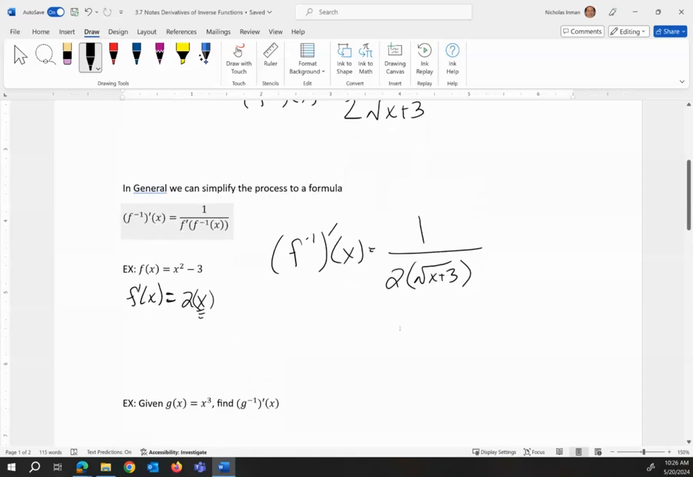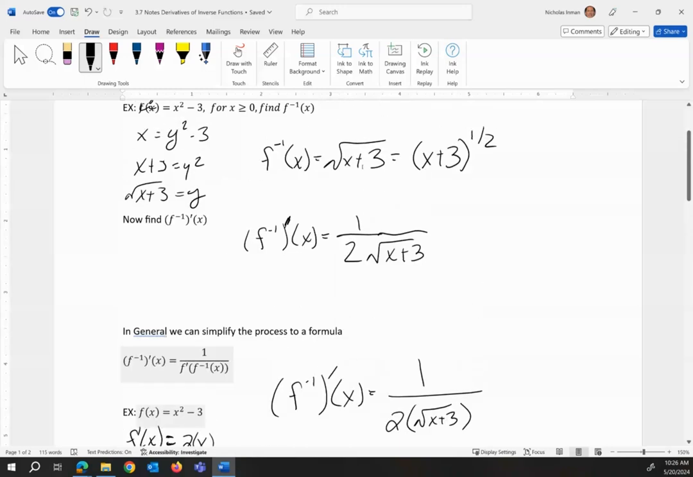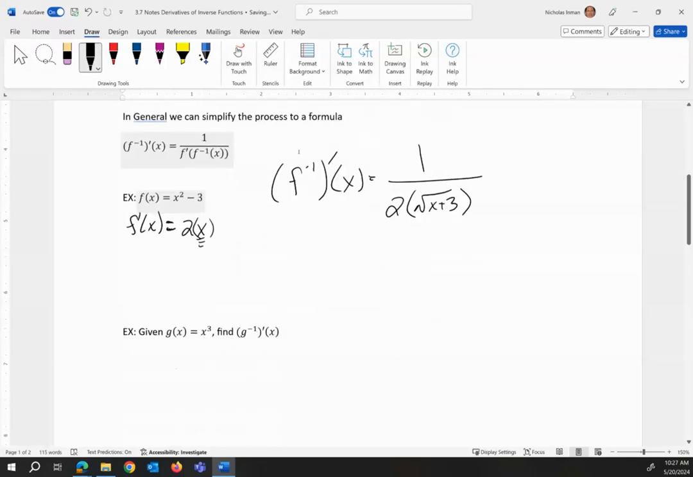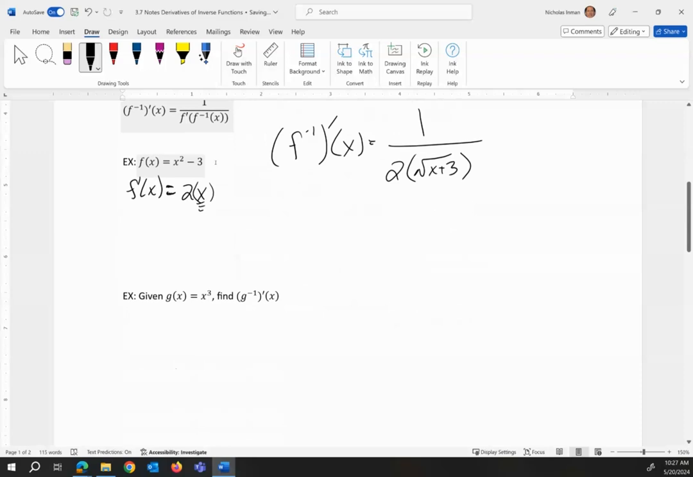This is a great choice for when the derivative of the original function is really easy. You can take the derivative of x squared minus 3, incredibly easy. But the derivative of the square root of x plus 3 was definitely a little bit harder. I didn't even do the chain rule like I was supposed to, times by 1, since the derivative of x plus 3 is 1. So it can definitely get a little complicated once you have the inverses of things. It gets messy, but this formula allows us to do that really quick, really easy.